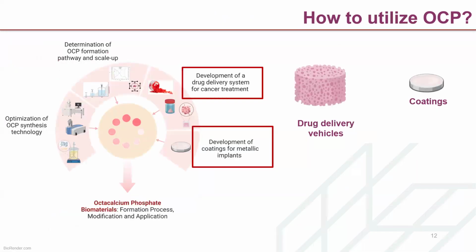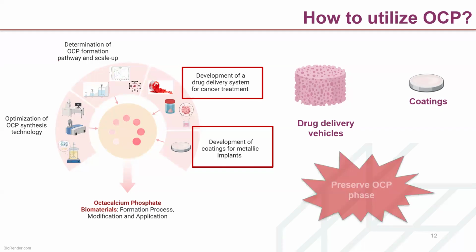The second part of the research was the utilization of OCP. And to utilize it, we have chosen two roads: creation of drug delivery system and development of coatings for metallic implants. For the drug delivery system, doxorubicin hydrochloride was a chosen drug, as it has been used for a very long time, but it showed a very high systemic toxicity. And for the coatings, we have used alginate in order to test will it improve the corrosion resistance. In both of these pathways, the main focus was to preserve OCP phase.